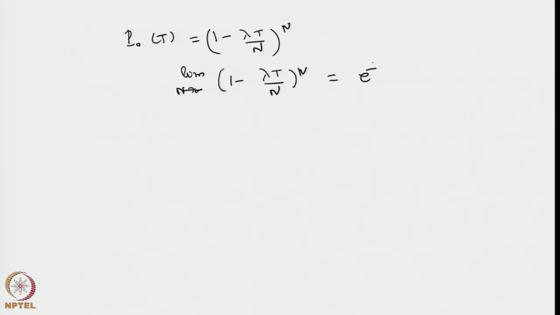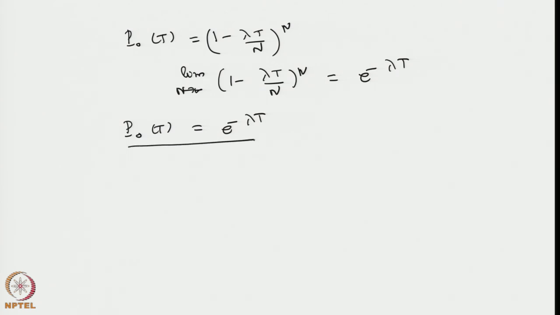Now, taking the limits, we have p naught t equal to 1 minus lambda delta t, which is t by n, to the power n. Since delta t was arbitrary, we can reduce it as small as we please. So, we calculate the limit as n tends to infinity of 1 minus lambda t by n to the power n, which is e to the power minus lambda t. So, we once again arrive at the non-occurrence probability as e to the power minus lambda t by a continuous time argument.